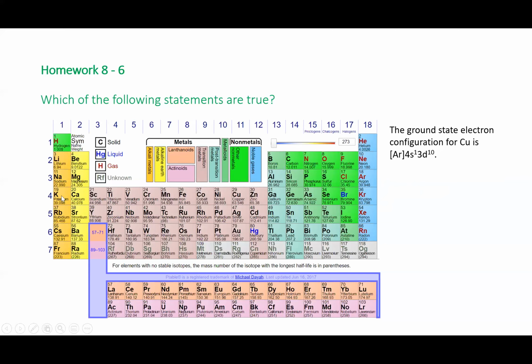Because of our exception, our s orbital is only half filled because it likes to be half filled and completely filled if possible. And we move 1 electron into the d orbital because your d orbitals are in a slightly lower energy than your s orbitals. So it's better to have fewer electrons in the higher energy state because it's better for the entire atom to be lower energy overall. So the statement is true.